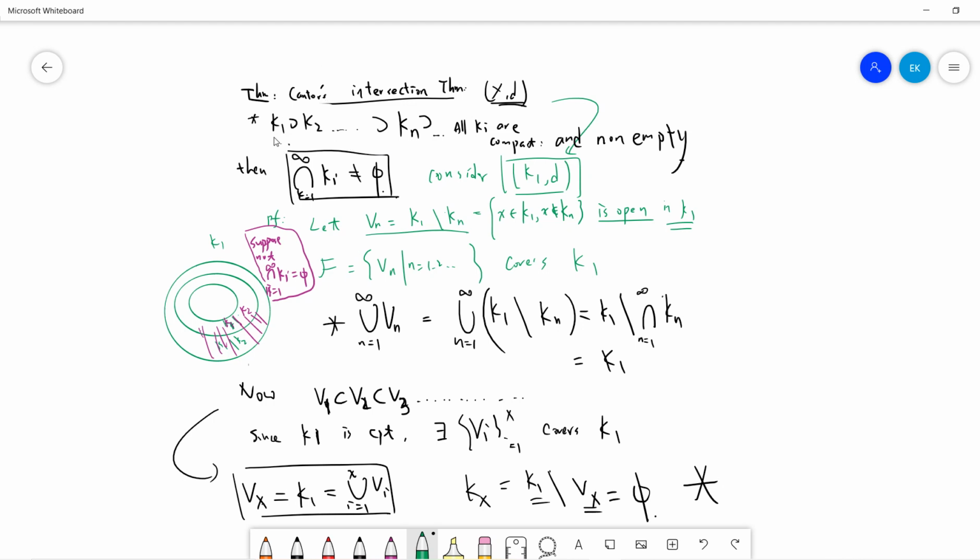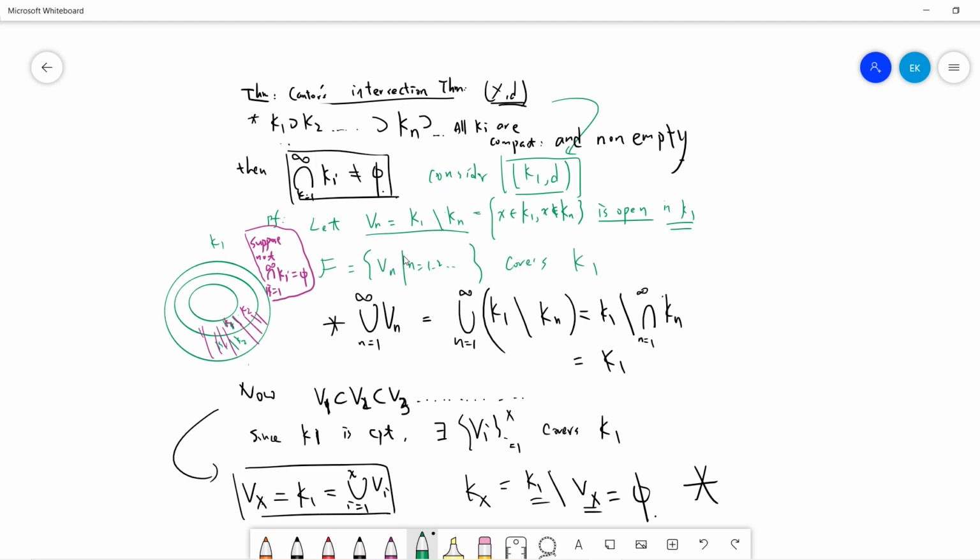This theorem says that you have K1, K2, up to Kn, and you keep going, right? So there are infinitely many compact sets, each contained in the previous one, and also non-empty. The theorem says that the intersection will be non-empty. It's obvious that the result can be a point. If you have a closed interval and that interval keeps shrinking, finally it will contain a point.